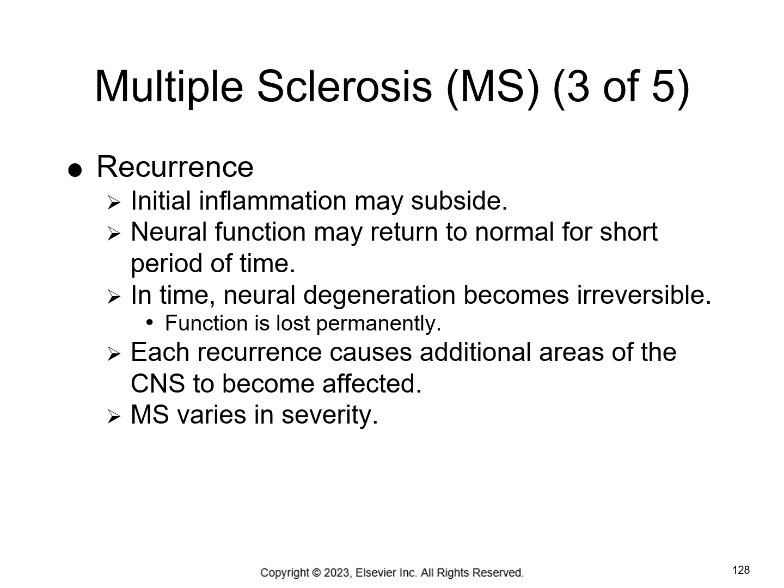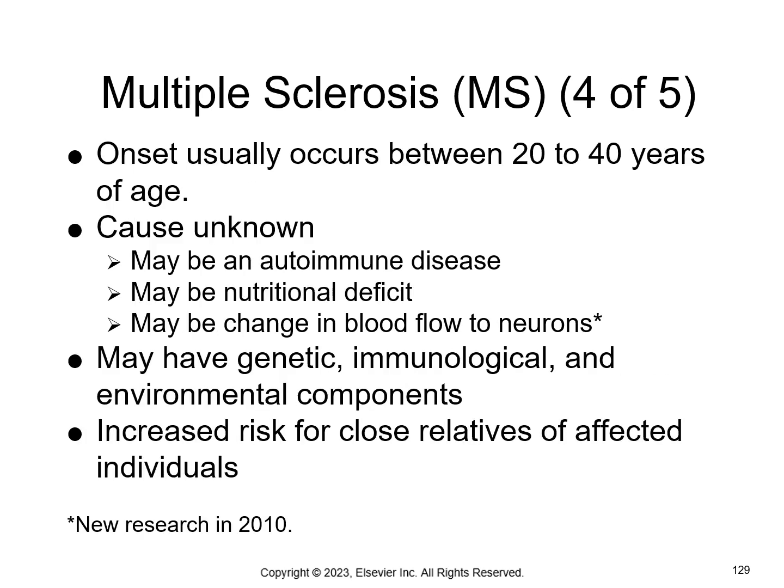The initial inflammation might subside and neural function can be returned to normal for a short time until another exacerbation happens. In time, neural degeneration becomes irreversible and function is lost permanently. With each exacerbation, additional areas of the central nervous system are involved. The onset is usually between 20 and 40 years old. The cause is unknown, but it's thought to be an autoimmune disease, hereditary, and more common in females.